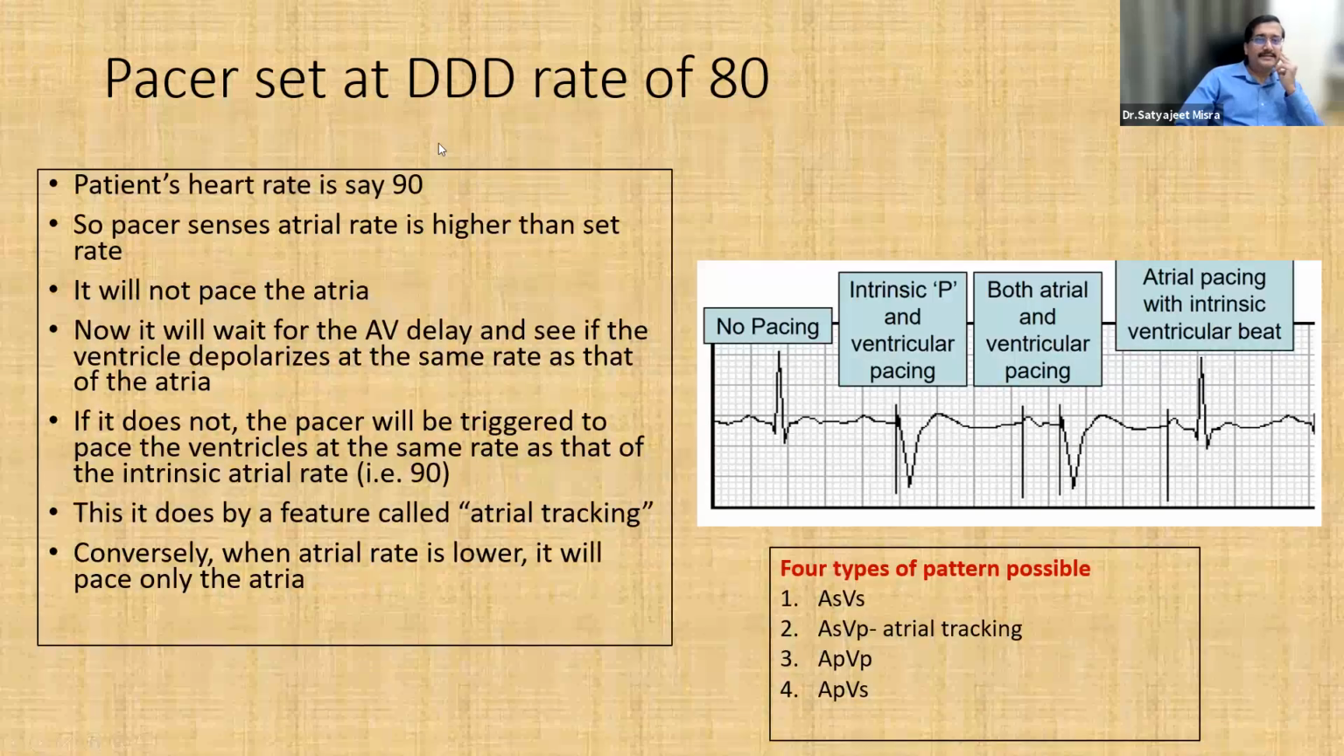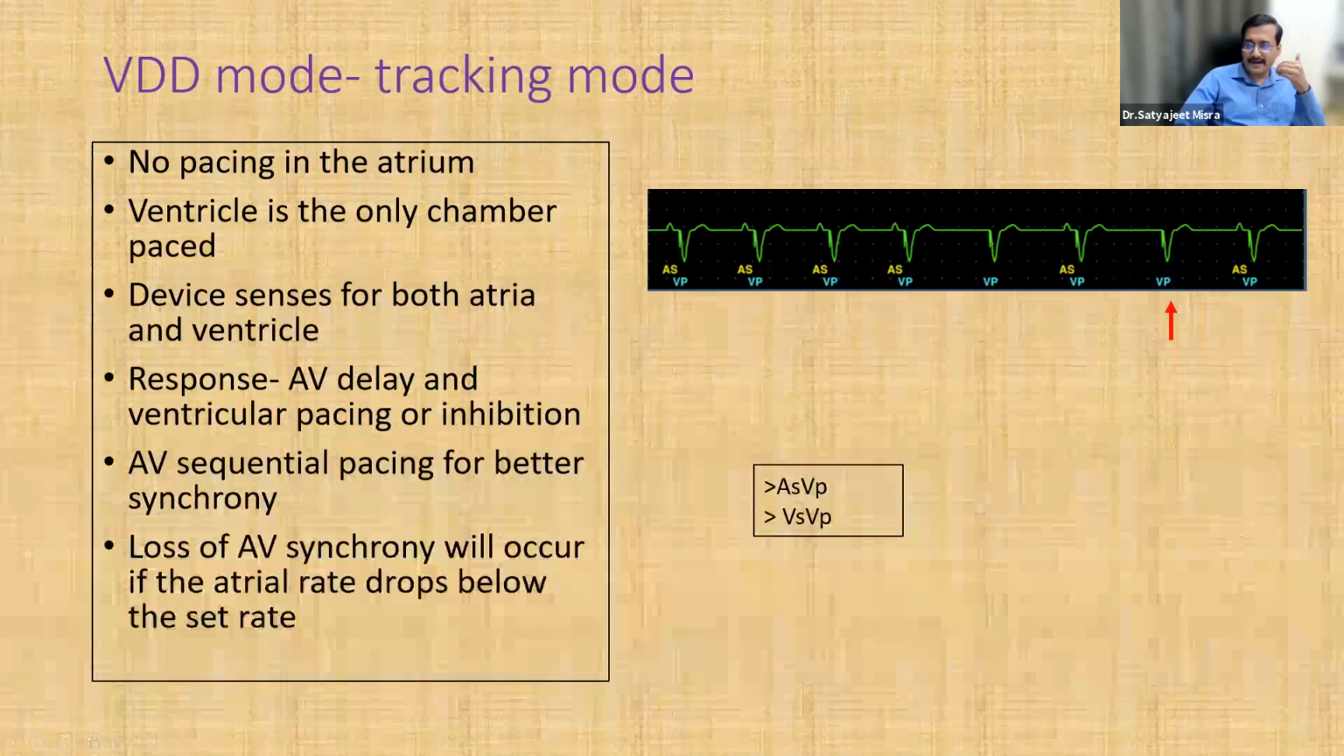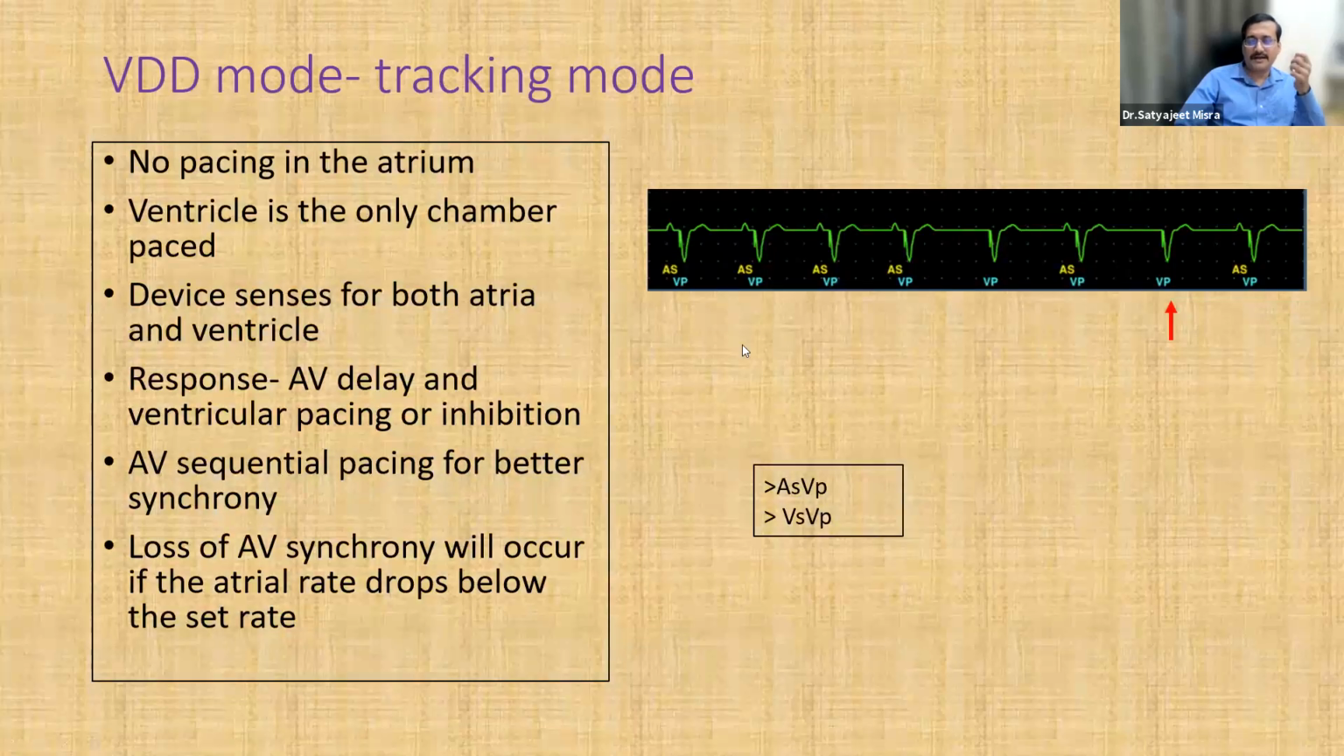The VDD mode is basically where the ventricle is paced, both the chambers are sensed, and there are 2 responses. Here you don't pace the atria. So what is the atrial response? The atrial response is to set off the AV delay, and the ventricular response is either to pace the ventricle or to inhibit the ventricle. Pace the ventricle is when you're not getting a ventricular impulse, and inhibit the pacer is when you're getting the ventricular impulse from the patient.